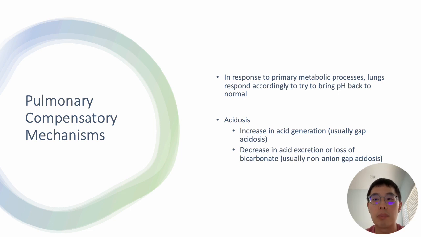Now let's explore the pulmonary compensation mechanisms for metabolic processes. Pulmonary processes are relatively quick to respond, in the order of minutes to hours, so you will generally see changes in the PCO2 after any effect to bicarbonate levels. When it comes to metabolic processes, metabolic acidosis is the most commonly observed disturbance and is usually the effect of an increase in acid generation or addition of acid to the body system, or a decrease in acid excretion or loss of bicarbonate. These help us to differentiate what is known as a high anion gap acidosis, or gap acidosis for short, versus a non-anion gap acidosis. We will explore this more in depth in the coming slides.